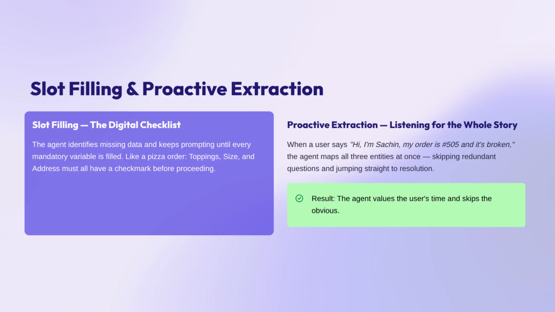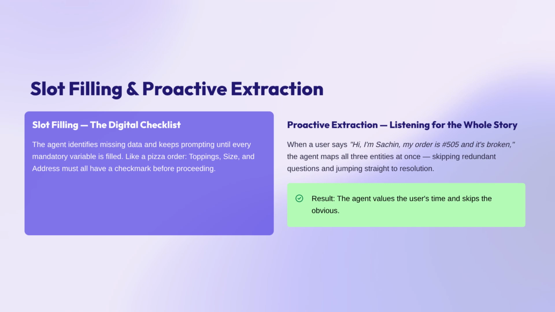Stay with me here because this is how you make a user fall in love with your technology, by not being annoying. You've probably seen this when you're talking to a great assistant who just gets it immediately. Let's break this down together. We are valuing the user's time.